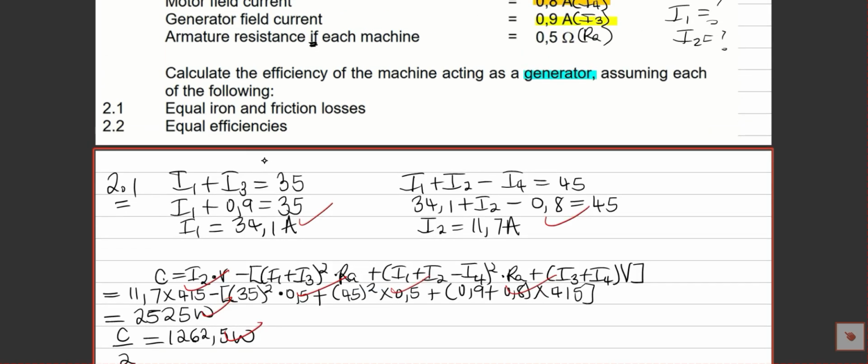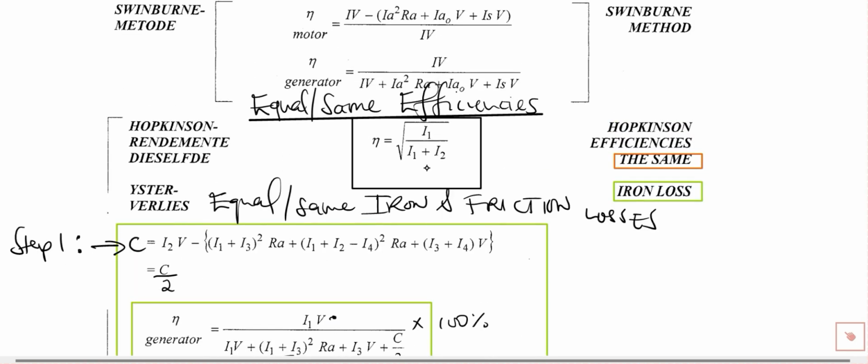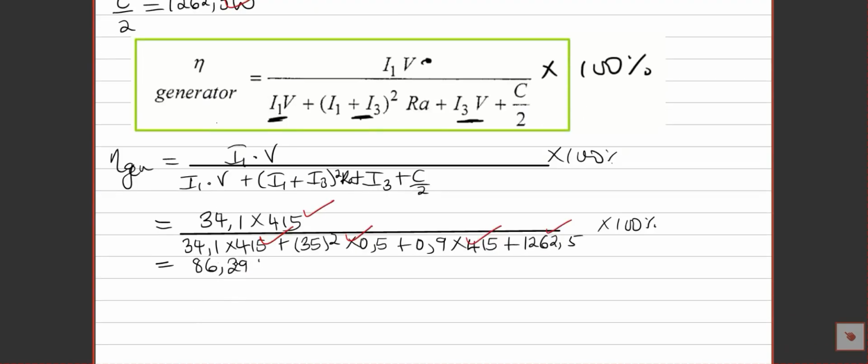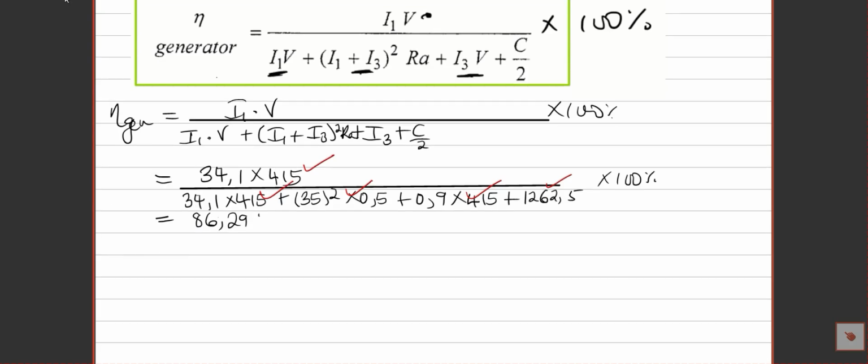Remember, we were looking for efficiency for the first condition, equal iron and friction losses. The second one, 2.2, says for equal efficiencies. For equal efficiencies, we're using the second formula. This one is easy to remember. So let's write it as it is: 2.2, efficiency equals the square root of I1 over I1 plus I2. This one is worth around 2 marks.